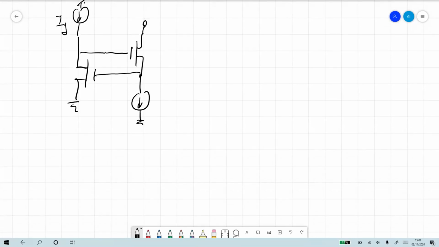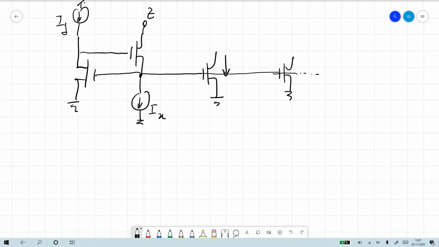This is Z. This is IX. This is the current conveyor. And now we could just extend the current conveyor and just copy it as many times as we want. So this is a way to copy currents.